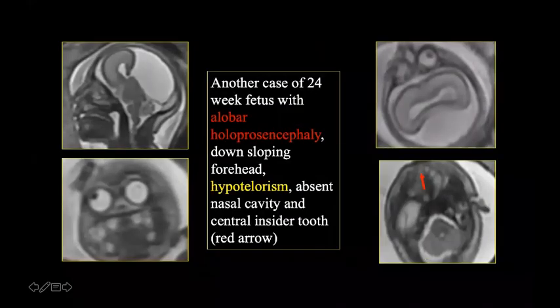Another case, a 24-week fetus with hypotelorism, and they get a central incisor instead of the two incisors. There's only one incisor. So again, it's midline abnormalities. So then you think even about the face, about any midline changes.